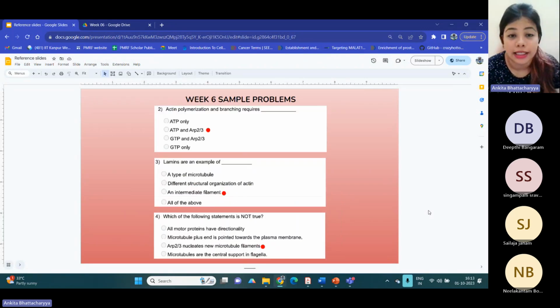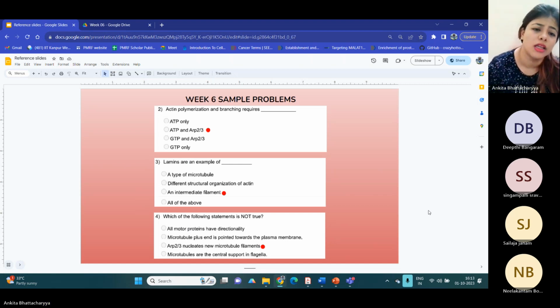Then comes actin polymerization and branching. What does it require? We saw the initiation and the polymerization in quite a lot of detail. You saw that branching is taken care of by ARP2/3. And because I gave you some extra information as well, you saw that formin had a major role. It also had a major role, but here in particular, we see that ATP is said to be involved in actin polymerization as well.